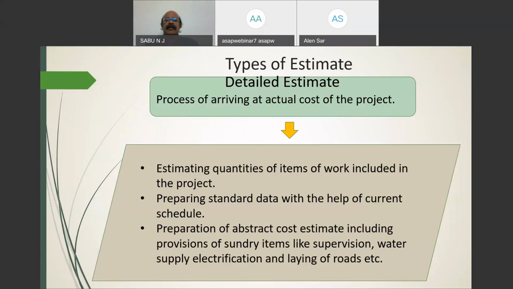So before taking up the project, this process is to be completed in the detailed design and planning stage. Then we will go for the tendering procedure, so that contractors can know the actual cost of the project and work out the various quantities involved. The detailed estimate is prepared after developing the detailed plan and the detailed working drawing. So it is a process of arriving at the actual cost of the project.